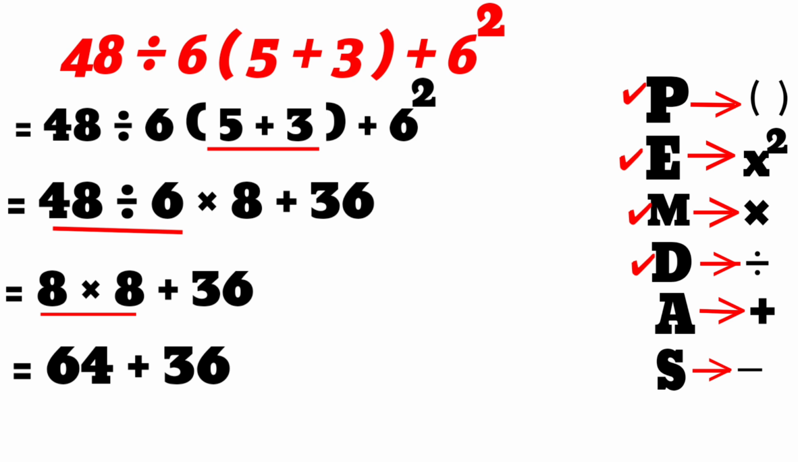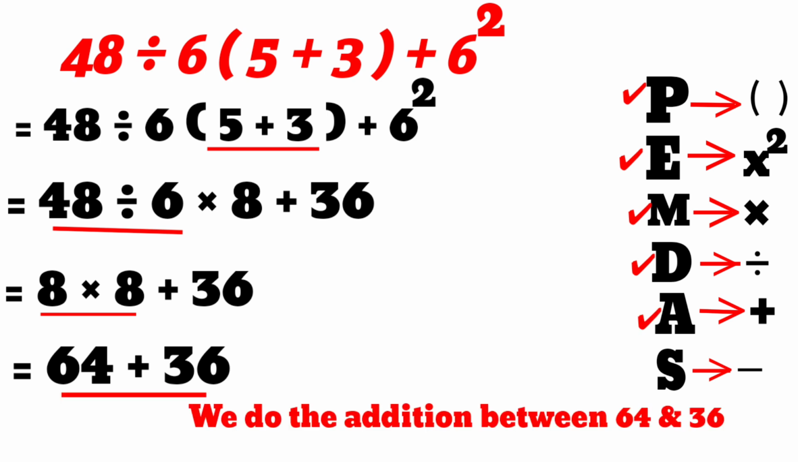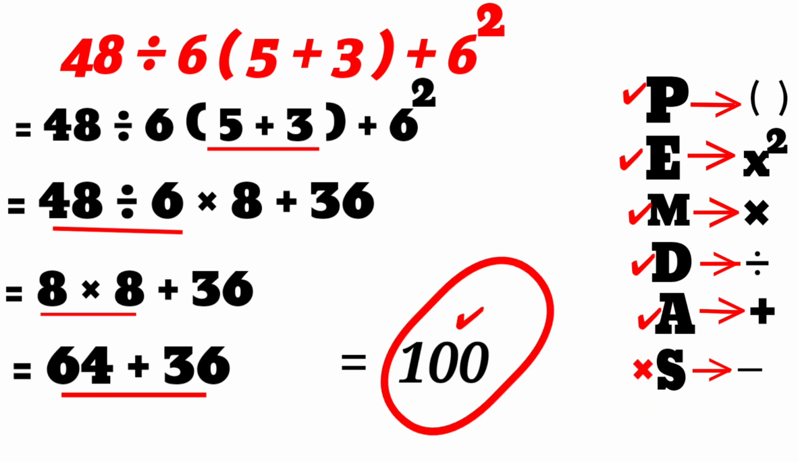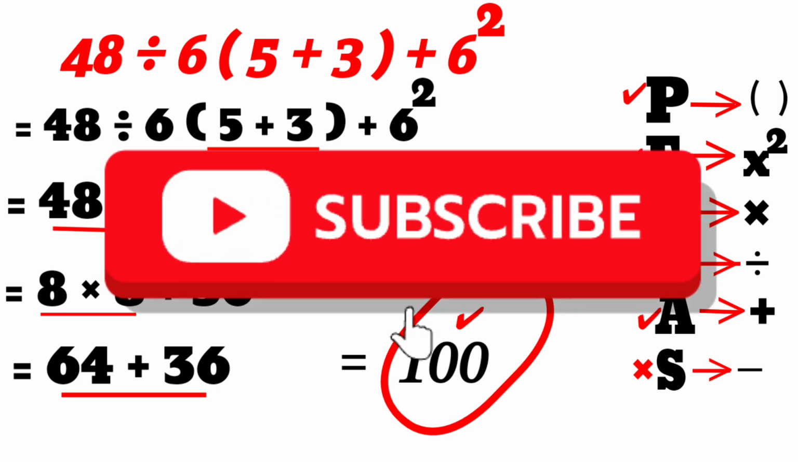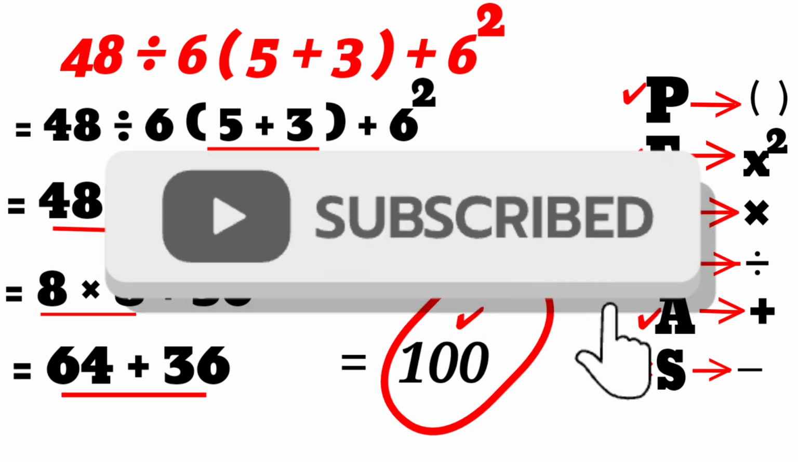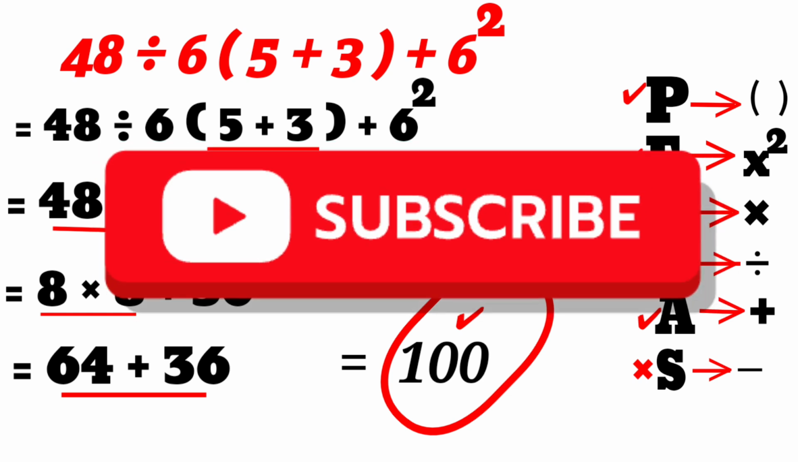A stands for addition. Now we do the addition between 64 and 36. 64 and 36 का एडिशन करने पर we get answer 100. 100 is the correct answer.